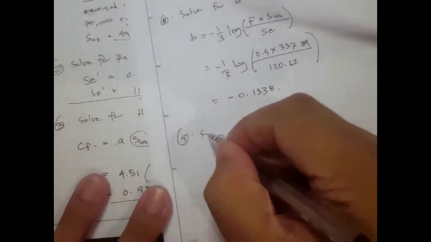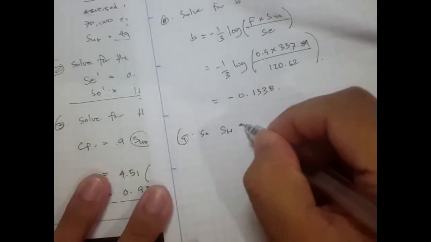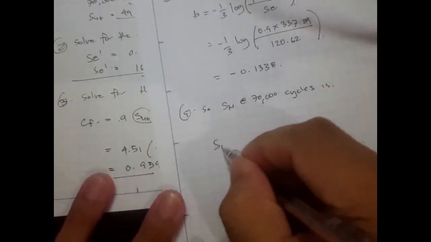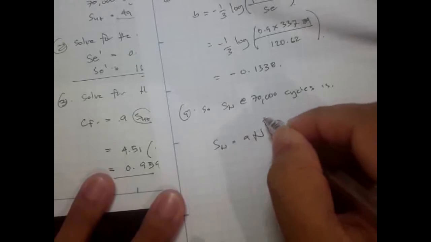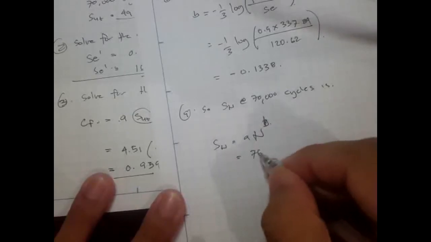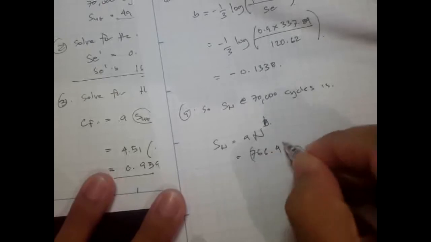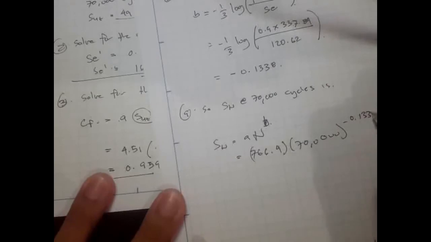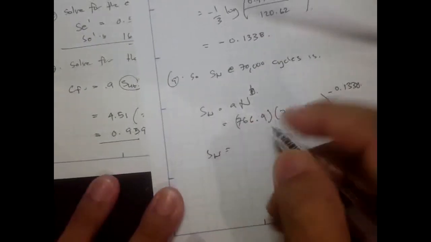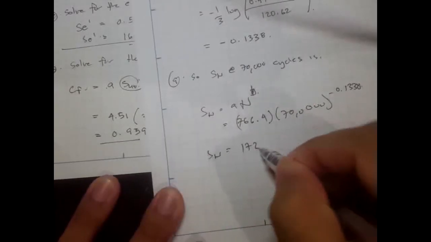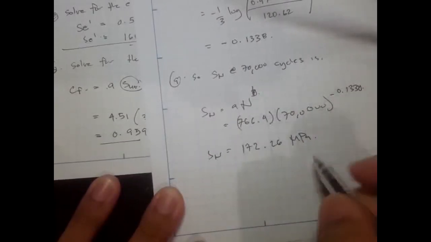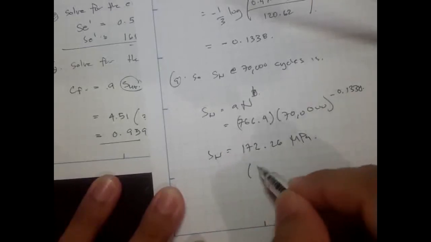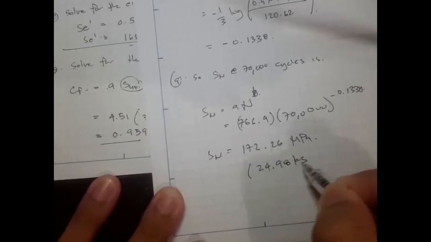So Sn at 70,000 cycles, this is our working equation, and if we substitute all the values, we get an Sn value of 172.26 megapascals, or in terms of ksi, this is equal to 24.98 ksi.